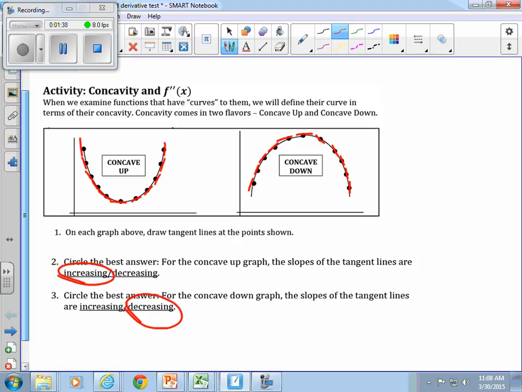So, you're telling me that if the slope is increasing, then I have a concave up graph. The slope of the slope, right? Because the tangent line is already the slope. So, what derivative are we going to be looking at today, do you think? Second derivative.